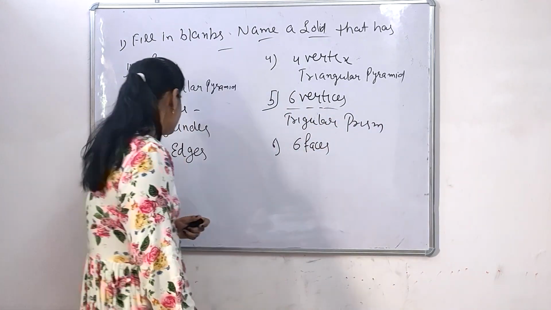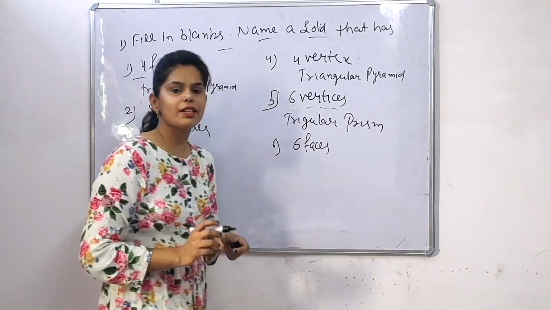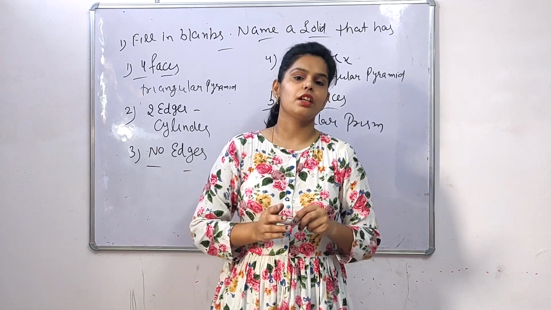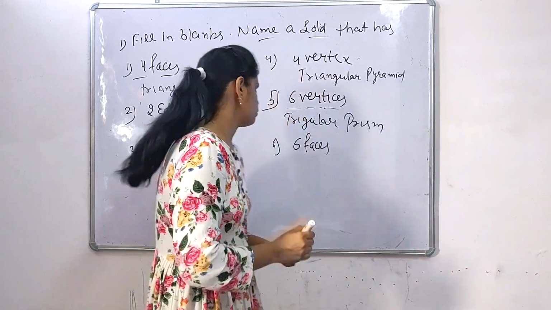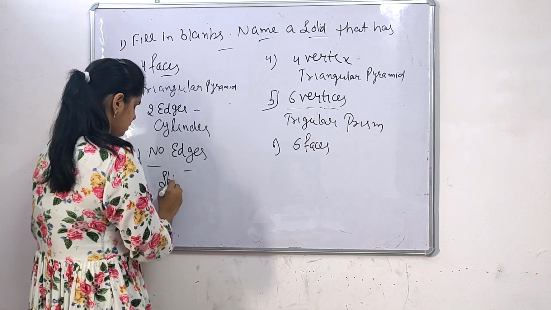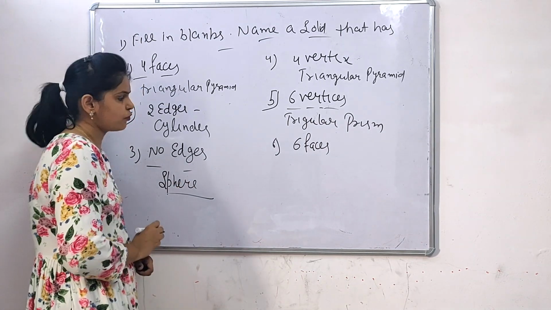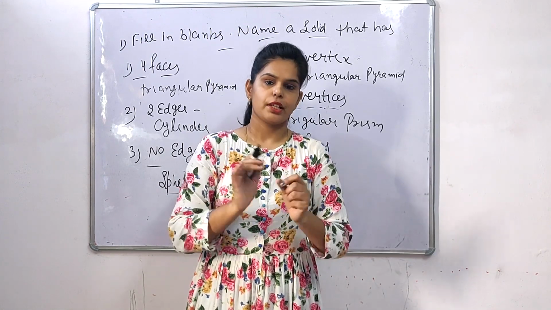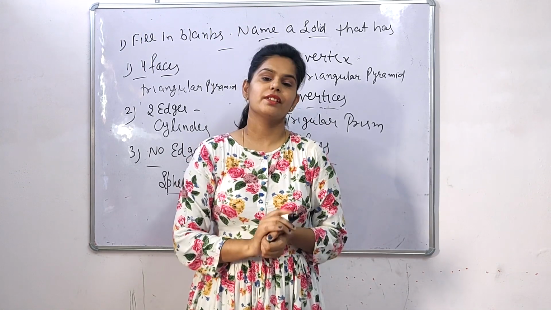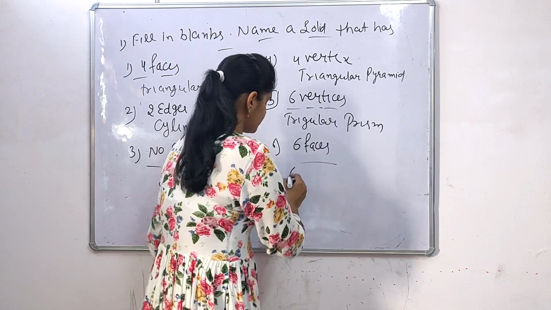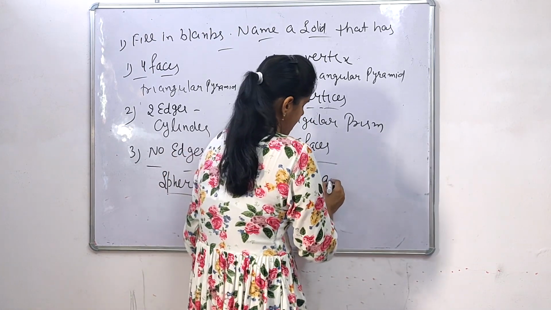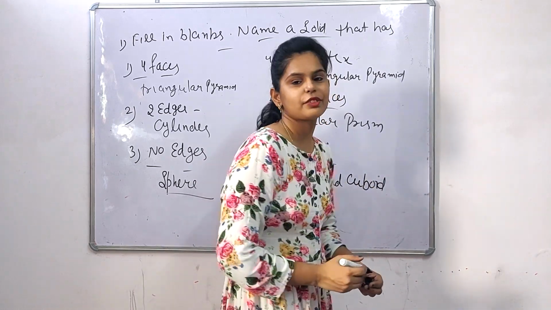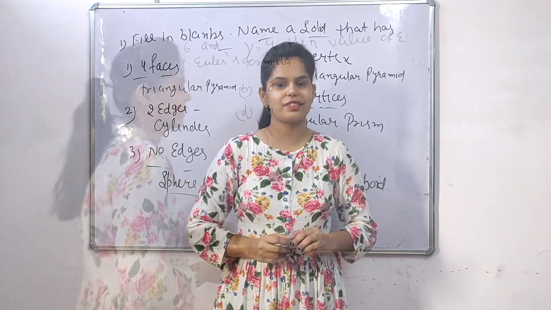Next is no edges. So in which shape are there no edges? That is the sphere. In a sphere, no edges are there. So the answer of this question is sphere. Next is 6 faces. So we discussed the cuboid and cube. 6 faces were there. So the answer of this question is cube and cuboid. This was the first question. Let's come to the next question.